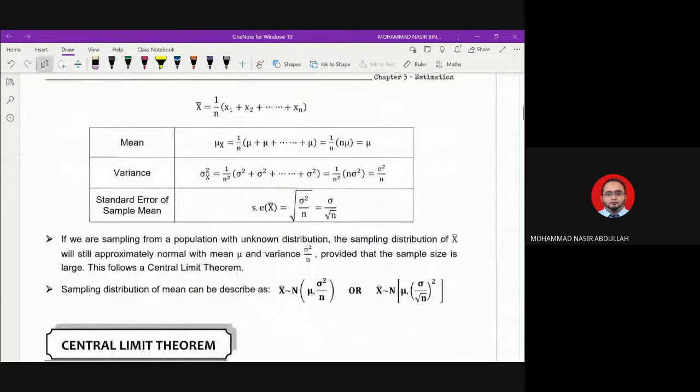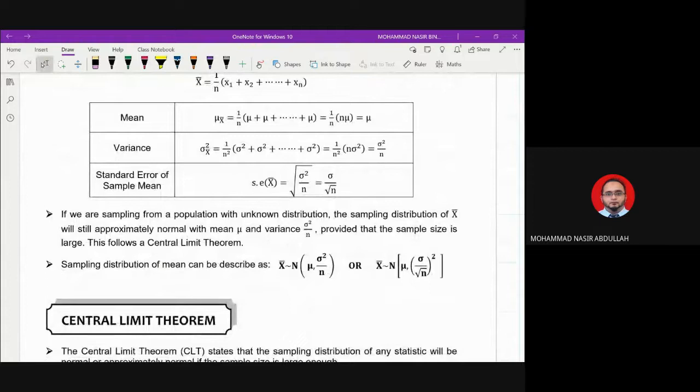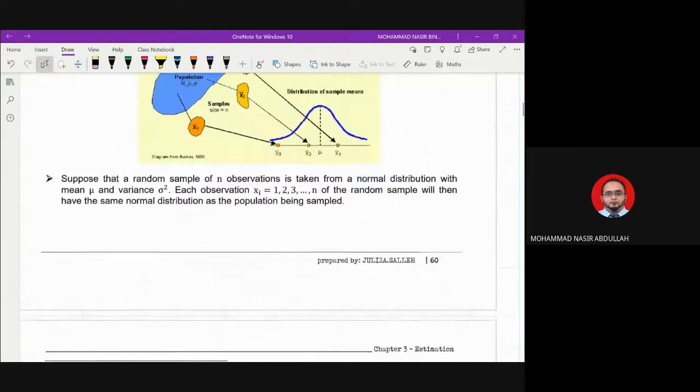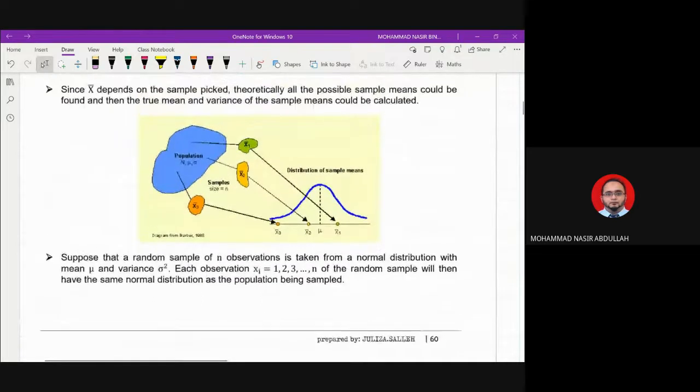Let's look into the central limit theorem. Alright. So before we go to the central limit theorem, let's read here a little first. Page number 60.